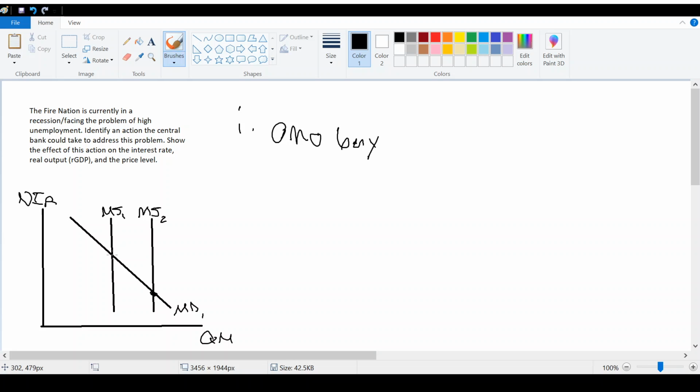And you can see what this does. The reason we're doing this policy is to lower the interest rate. So you can see that interest rate 1 just decreases from I1 to I2 because of the increase in the money supply. Here you can put M1, M2, but this is the one we really want to focus on. So next, be sure to label the graph money market.